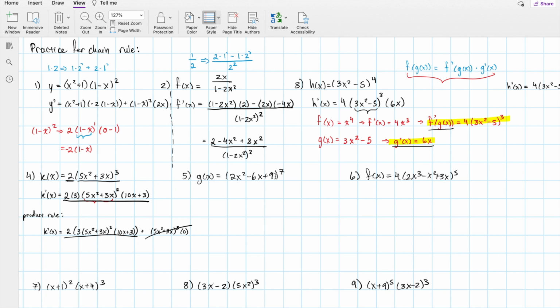So g prime of x is going to equal 7, right? Bring down the exponent. (2x squared minus 6x plus 9). 7 minus 1, that's the exponent, which is 6. And now you multiply by everything that's inside the bracket. So the derivative of that, so 4x minus 6. And you're done.